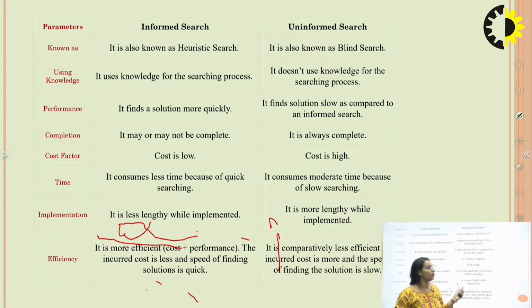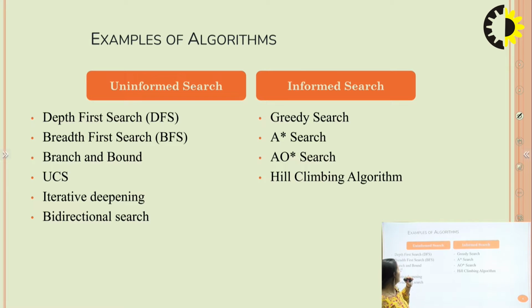These are the various examples of algorithms which you have already studied in uninformed searches. I hope you have knowledge of DFS, BFS, branch and bound, UCS, that is uniform cost search, iterative deepening and bidirectional searches. These are the searches that we have already read in the previous slides. Here I am going to discuss the informed searches, and in this I am going to take up the greedy search as well as the A star algorithm. These are the most important algorithms in informed search.